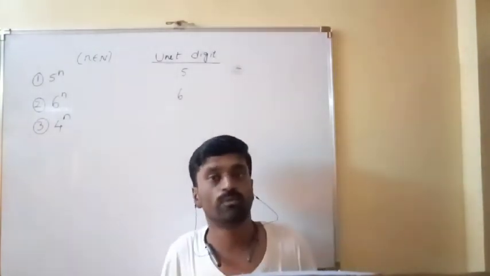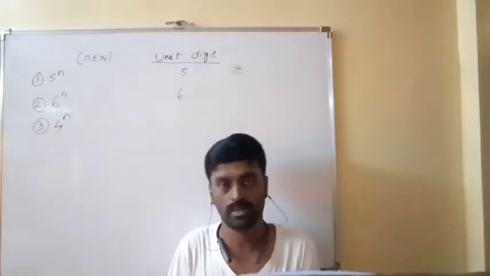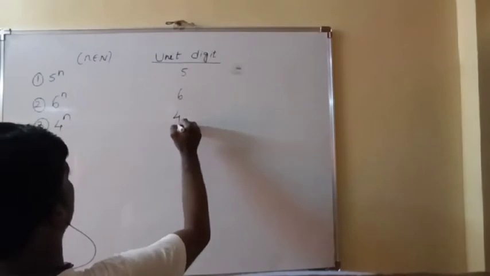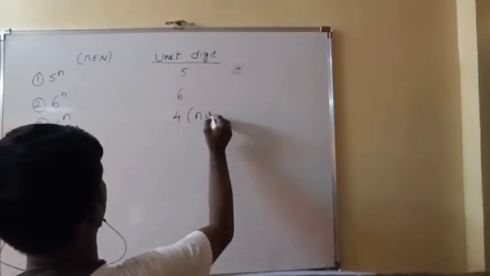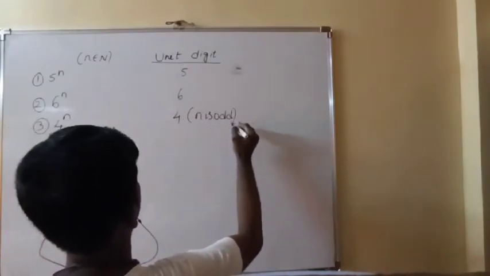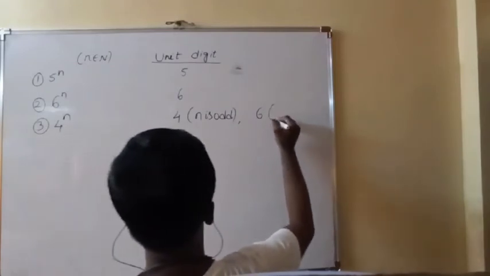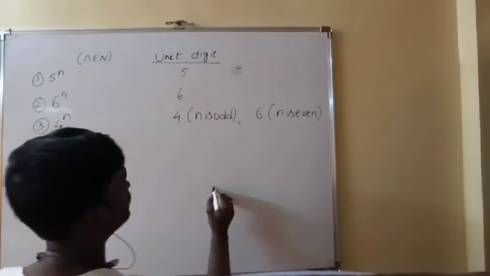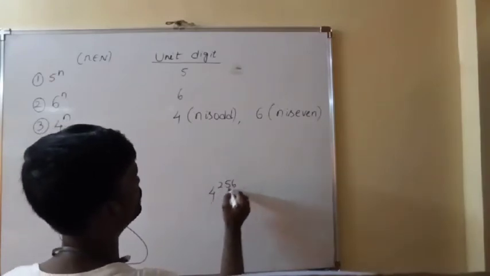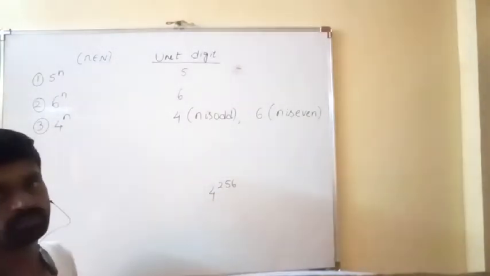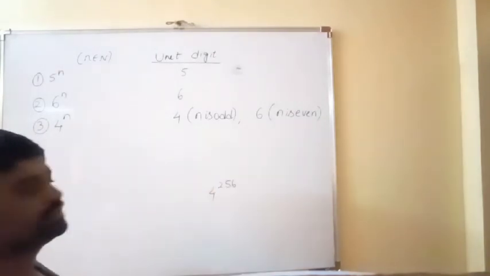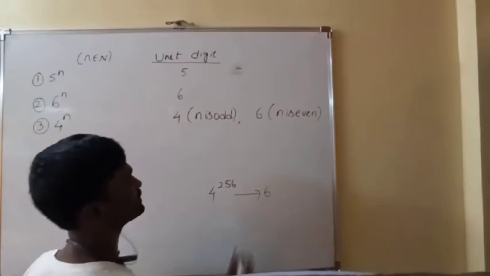So, the unit digit in 4 power n is either 4 or 6. And particularly, the unit digit is 4 if n is odd, and unit digit is 6 if n is even. For example, what is the unit digit in 4 power 256? Here what is n value? 256, even number. So unit digit is 6.